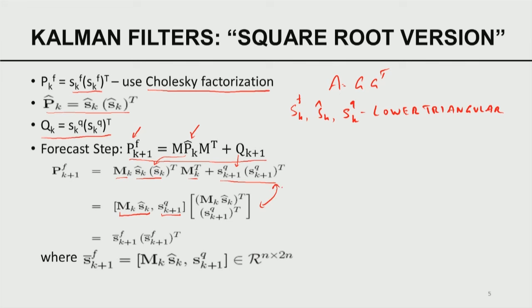Now I am going to concoct a new matrix, X_{k+1} bar F, which is given by this matrix. According to this, P_{k+1} has this form of Cholesky factor. What does this tell you? It tells you that if I have a Cholesky factor expression for P_k hat, and a Cholesky factor expression for Q_{k+1}, I can get the corresponding Cholesky factor for the forecast covariance, which is given by this equation.